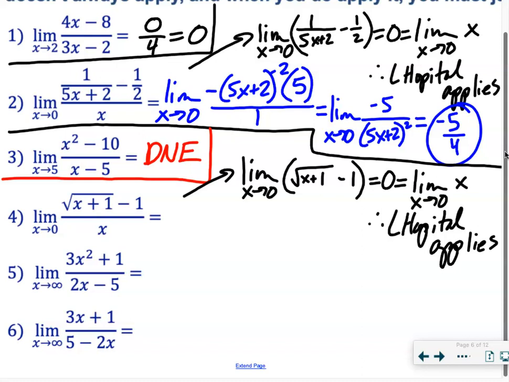All right, so now we have to actually apply it, which means we have to find the derivative of the top and the derivative of the bottom. So take a minute. I want you guys to find the derivative of the top. Right? Always rewrite your limit statement. Right? I'm going to start by writing lim x approaches 0. And then derivative of the top and derivative of the bottom.